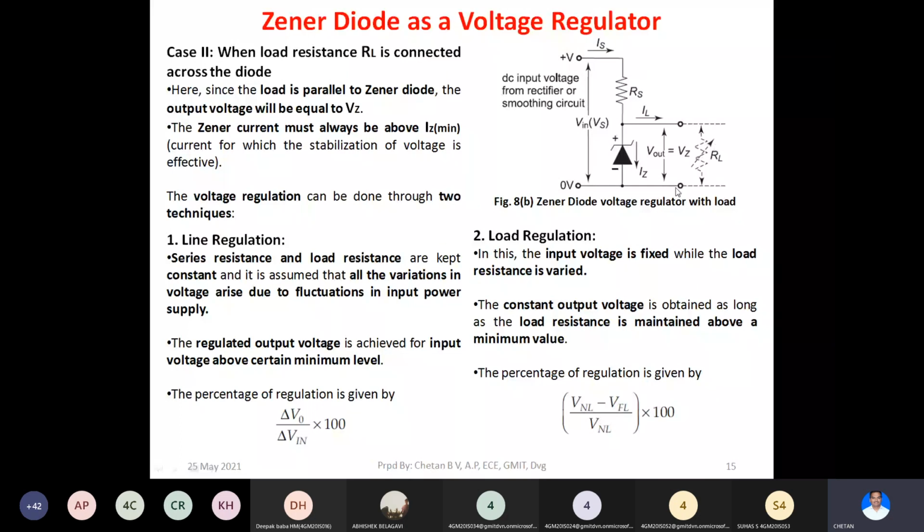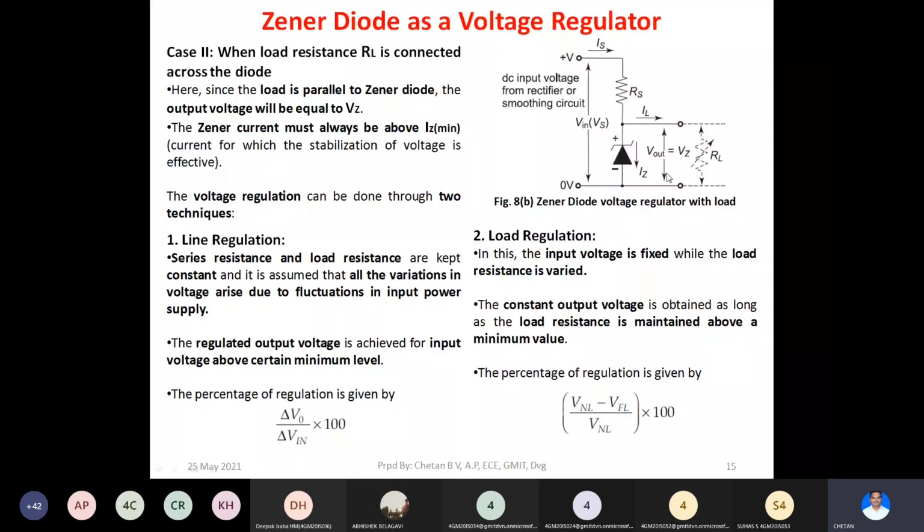No current will flow through this diode. Therefore, the diode will not be conducting, and there is no question of constant voltage if the diode is not conducting, right? Therefore, you should always maintain a minimum value of this RL, right? How to find out the minimum value of RL which should be connected to this diode?